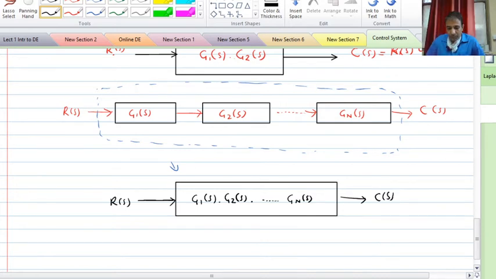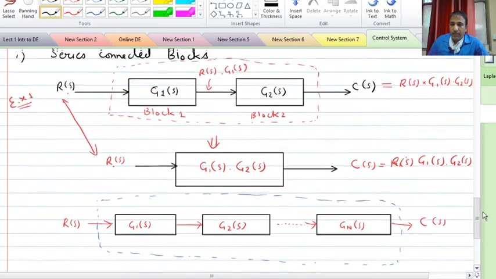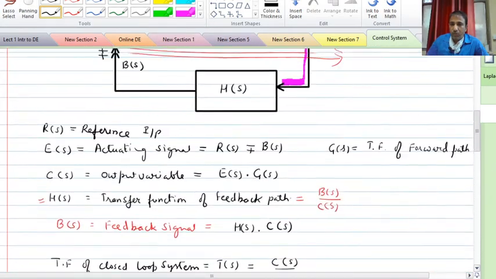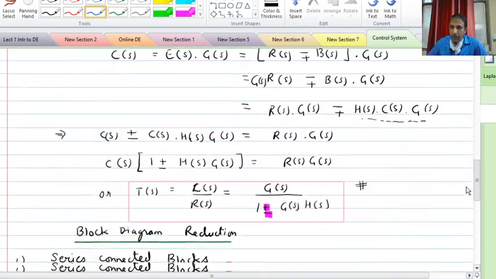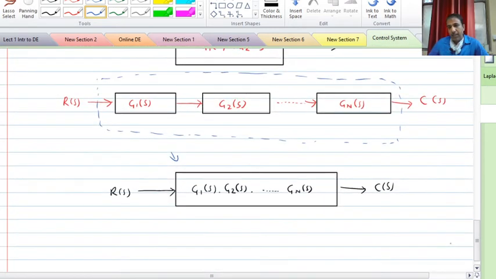Now next is the takeoff point. In our closed loop system, this point is actually known as your takeoff point. Okay, so a takeoff point can be at any place.